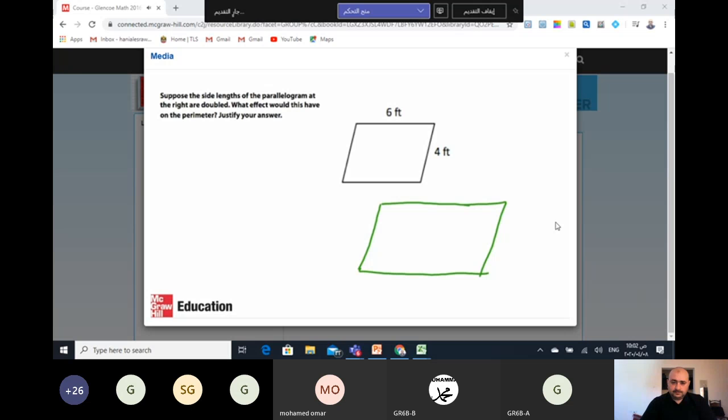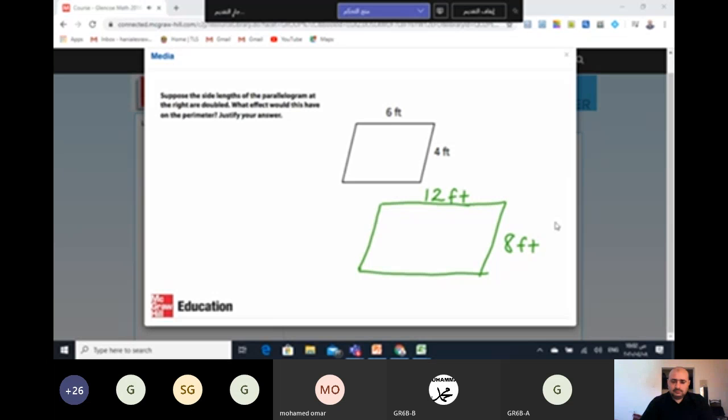So instead of 6 feet, this is going to have a length of 12 feet. And instead of 4, this would have a length of 8 feet. What is the perimeter of the original parallelogram?